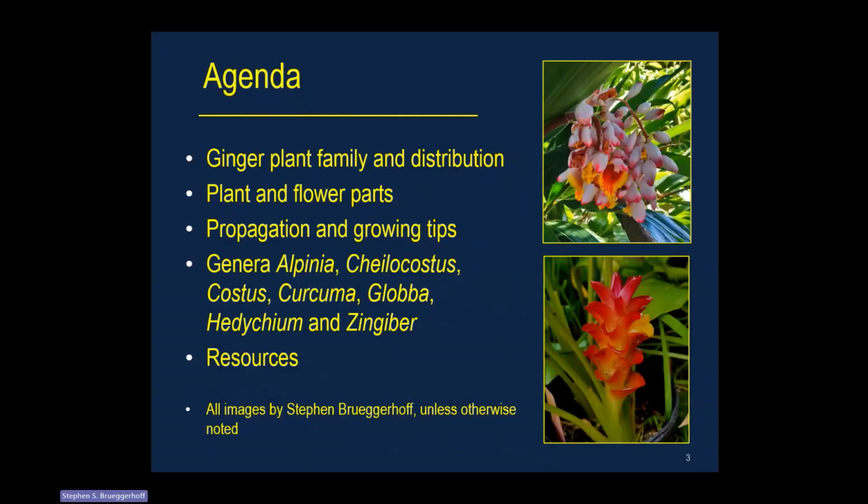So today we'll be talking a little bit about the ginger plant family and its natural distribution. A little bit about plant and flower parts. You got to know what the parts look like to be able to appreciate their true beauty. Propagation and growing tips. And then we'll cover the belles of the ball, the genera Alpinia, Hellenia, Costus, Curcuma, Globba, Hedychium, and Zingiber. It's quite a large family. And then we'll look at some resources.